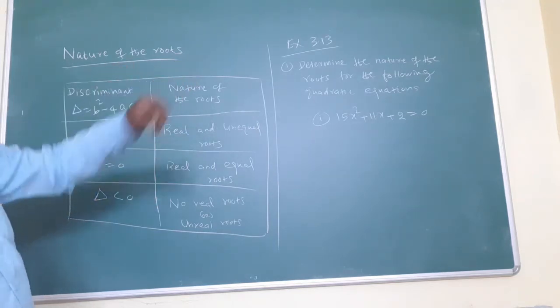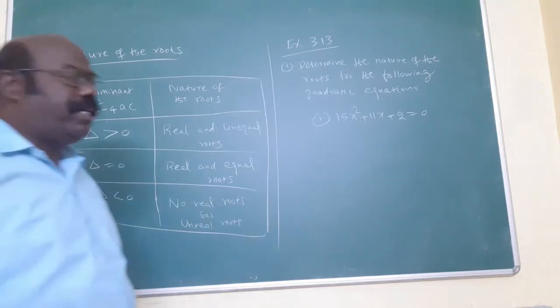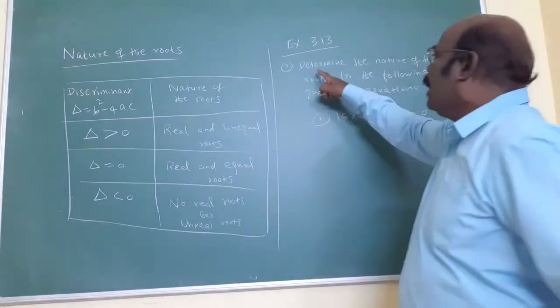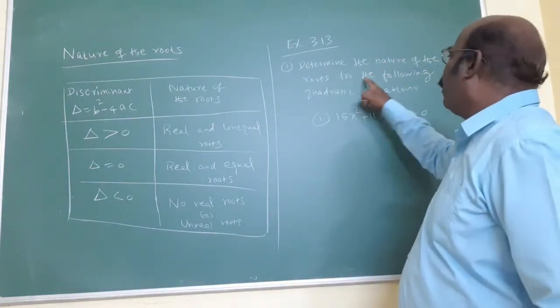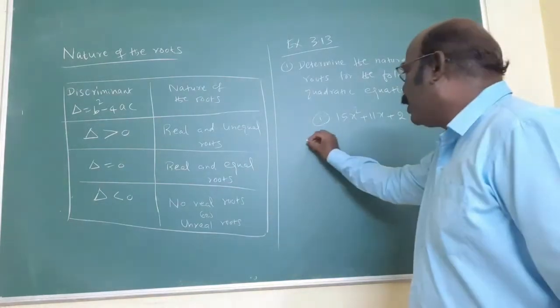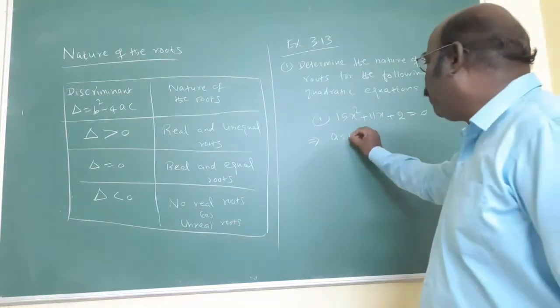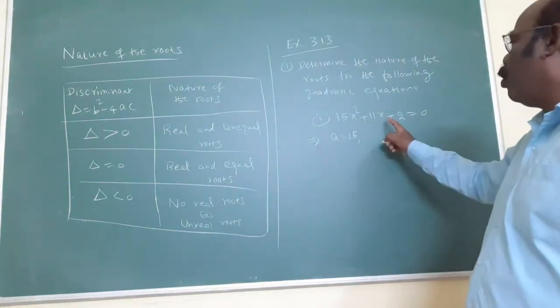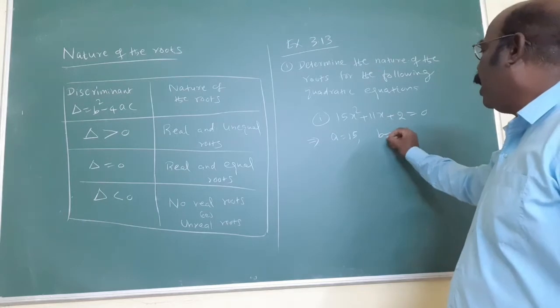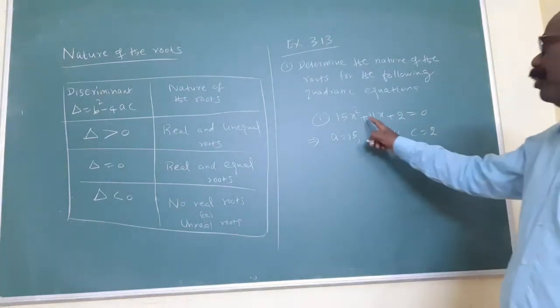Exercise 3.13. Some problem exercises and example problems are there. Try to complete this exercise. Now determine the nature of the roots for the following quadratic equation. This is the first question. What I told you, the coefficient of x squared will be 15. The coefficient of x is b, 11. The last one is c. In this way, first guess the numbers. Suppose it is a negative quantity, put the negative sign.